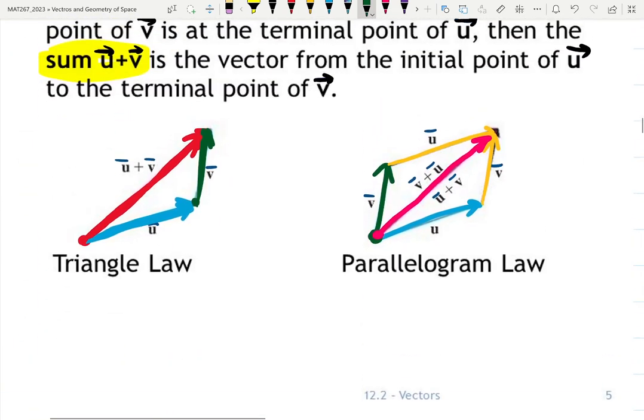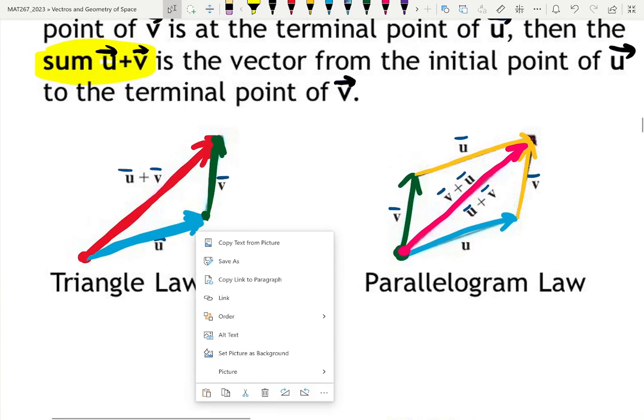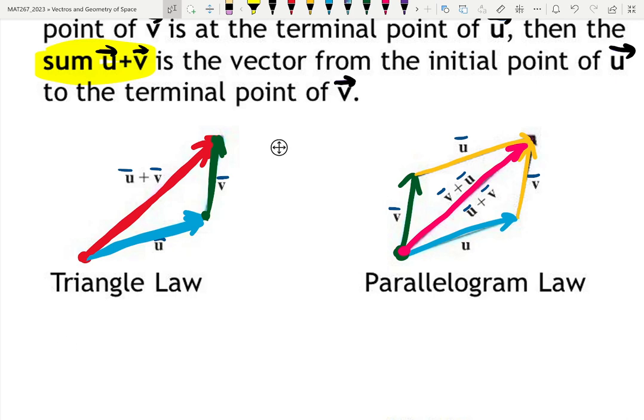So, that's called the parallelogram law. Do you know how to say parallelogram in Russian? Parallelogram. It's very complicated.